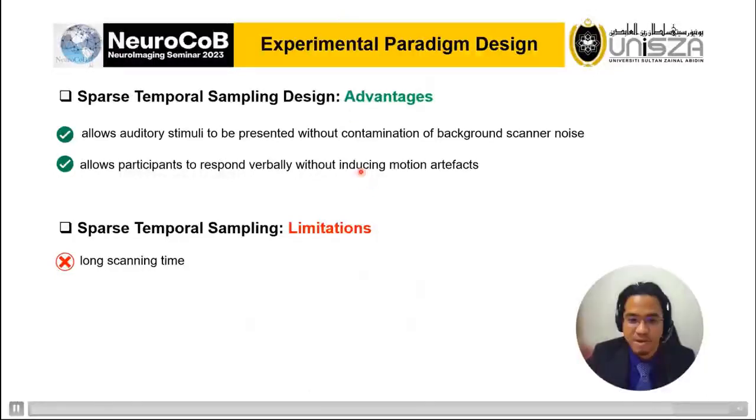Here is the sparse temporal sampling design. The advantage is that it allows auditory stimuli to be presented without contamination of background scanner noise, and it also allows participants to respond verbally without inducing motion artifacts, because we do not scan when the participants are doing the task. The limitation is only one thing, that it has a long scanning time. So it's not recommended to include too many conditions in one experiment.